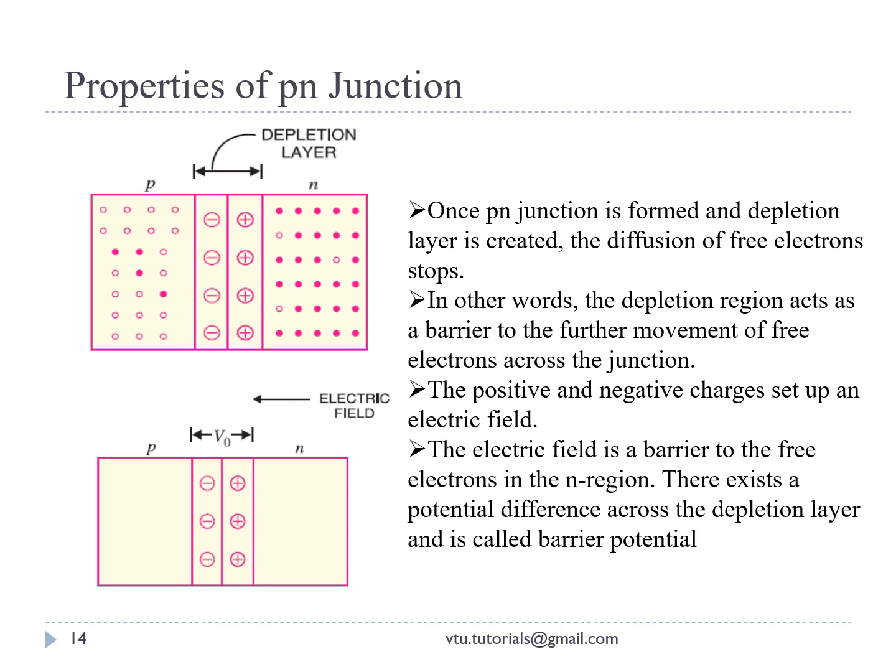Once the p-n junction is formed and the depletion layer is created, the diffusion of free electrons stops. So now the depletion region acts as a barrier to the further movement of the free electrons across the junction. The positive and the negative charges set up an electric field.